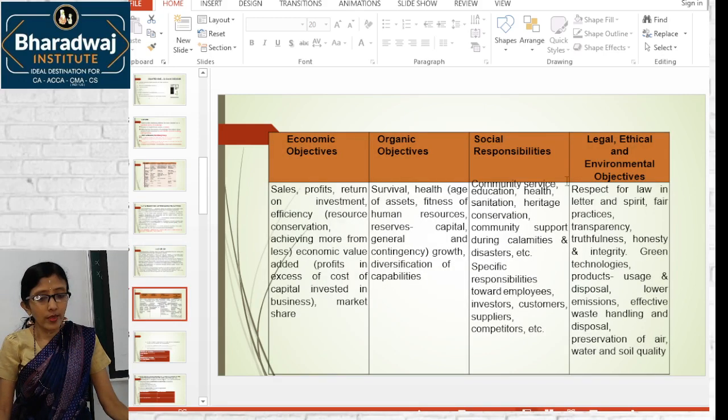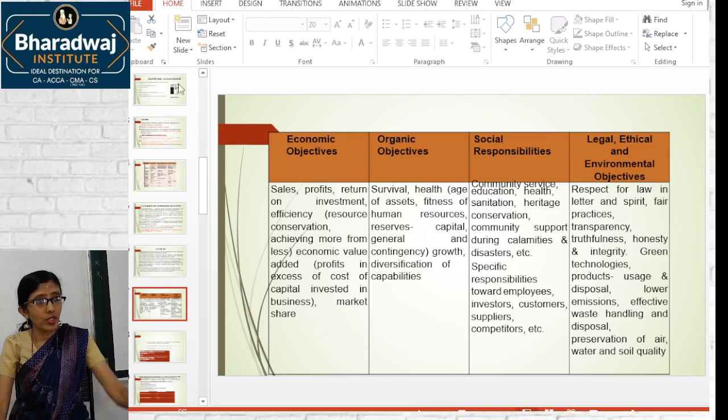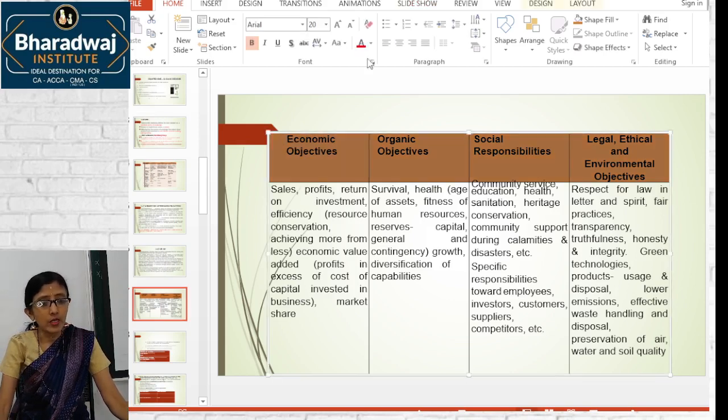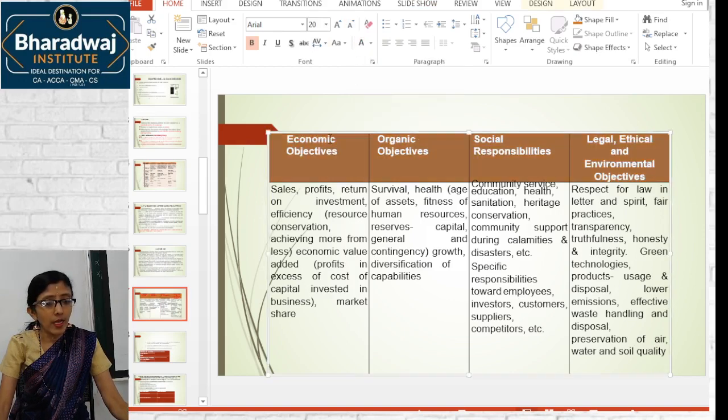Now, look at this. What are those objectives we saw? Yes, economic objectives, organic objectives, social responsibilities, legal, ethical, and environmental objectives. So this is a classification of business objectives, and this is important for BCK and economics. So please note the types of objectives at least, and the subdivisions.